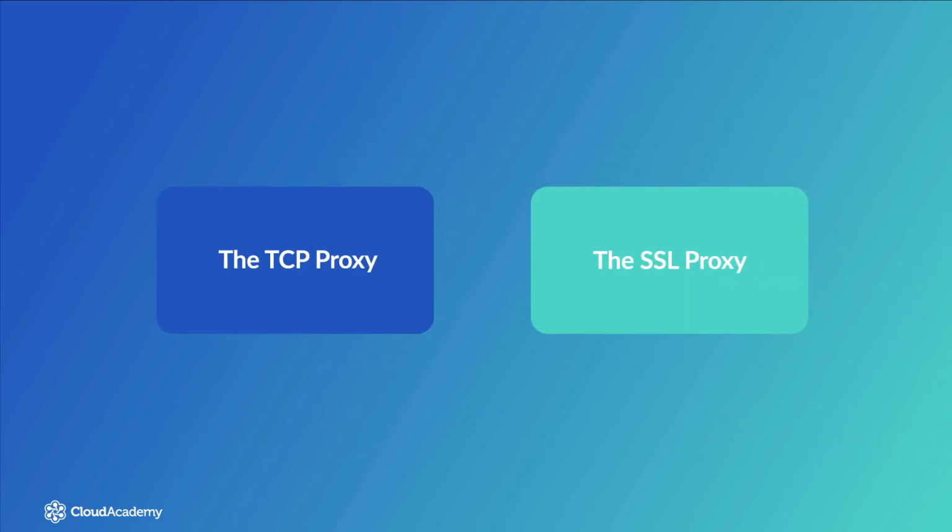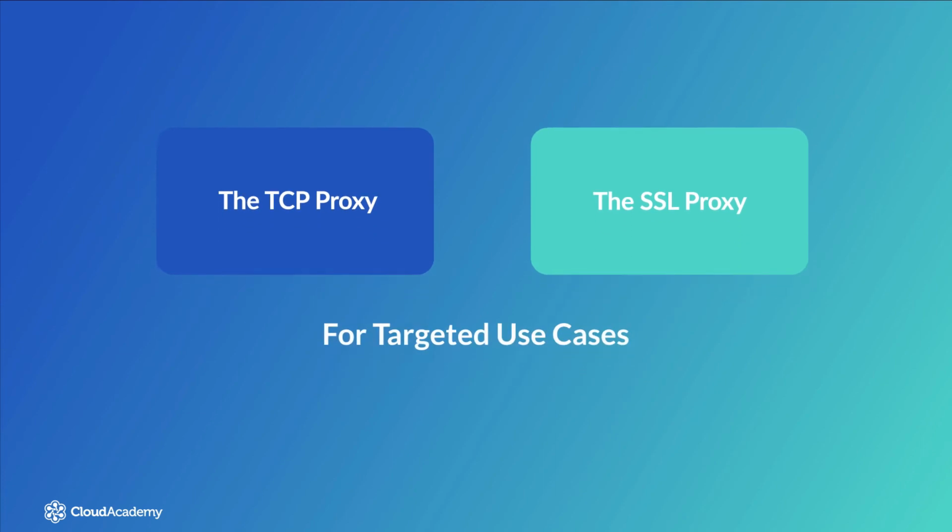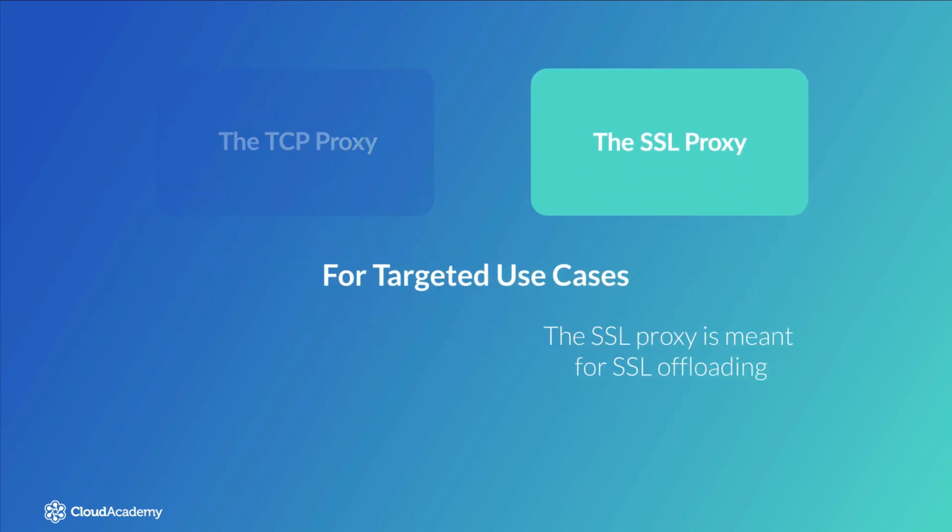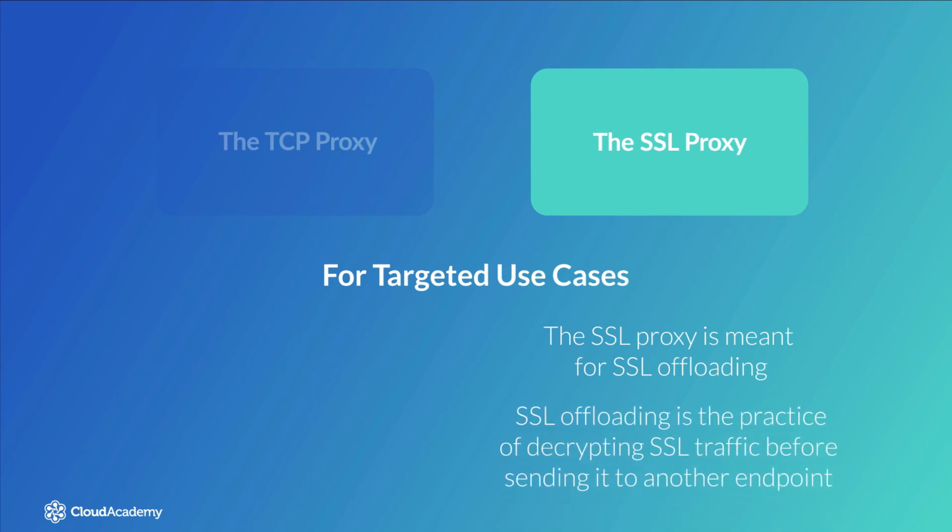The other 2 global types, the TCP proxy and the SSL proxy, are for more targeted use cases. Specifically, the SSL proxy is meant for SSL offloading. Now, SSL offloading, in case you don't know, is the practice of decrypting SSL traffic before sending it to some other endpoint. Now, this is an optimization.